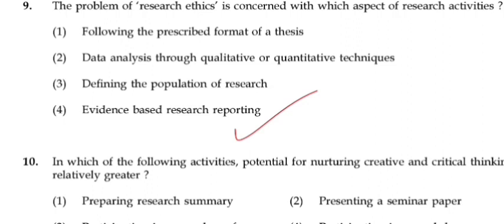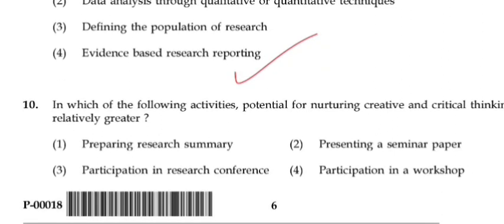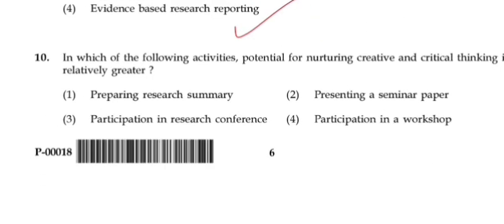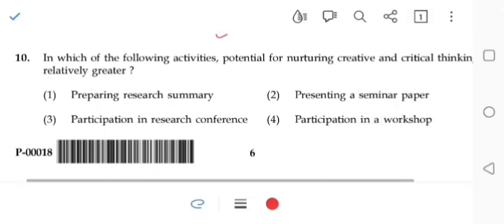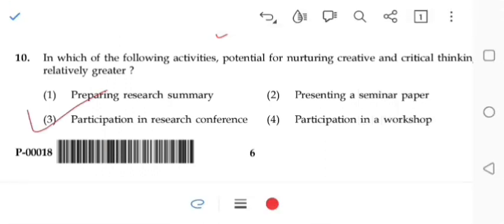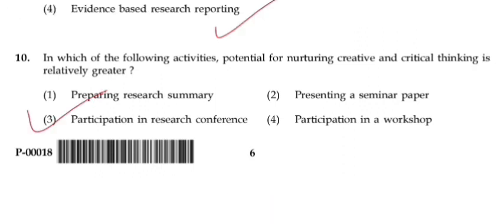Okay. Number 10 says, in which of the following activities is the potential for nurturing creative and critical thinking relatively greater? Preparing research summary, presenting a seminar paper, participation in research conference, participation in a workshop. Number 10 will be number 3, participation in research conference. This is the activity which has the potential for nurturing creative and critical thinking.